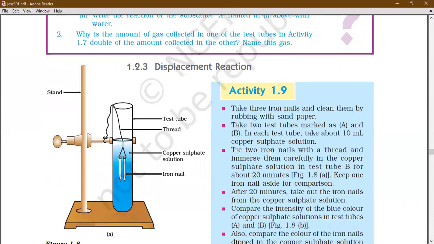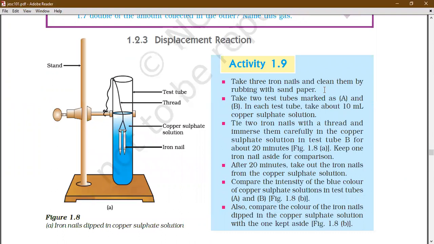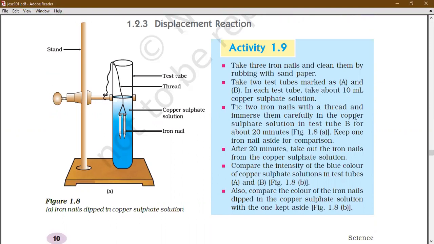Displacement reaction. Activity 1.9. Take 3 iron nails and clean them by rubbing with sandpaper. Take 2 test tubes marked as A and B. In each test tube, take about 10 ml copper sulfate solution. Tie 2 iron nails with a thread and immerse them carefully in the copper sulfate solution in test tube B for about 20 minutes. And keep one iron nail aside for comparison.